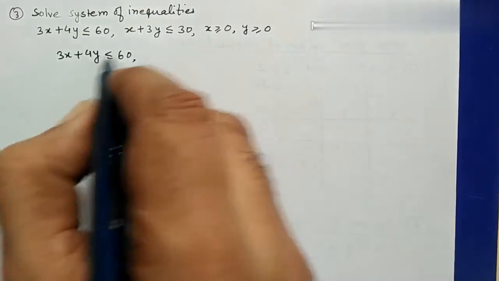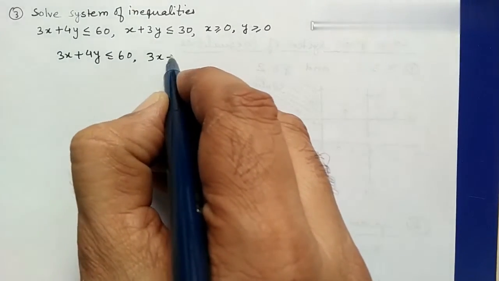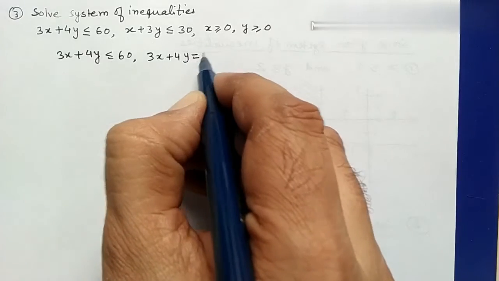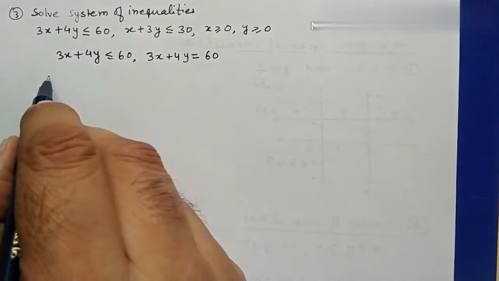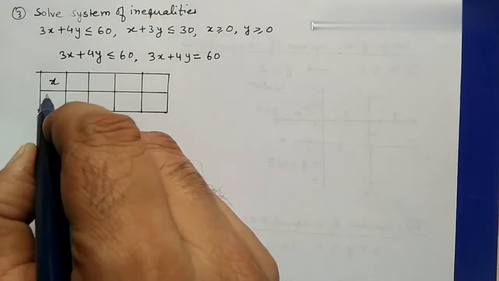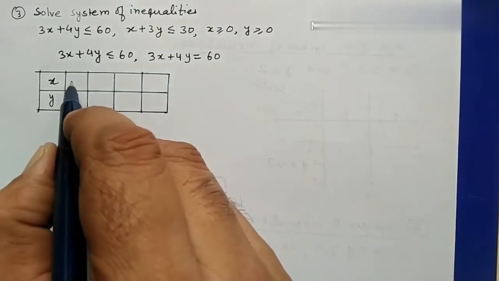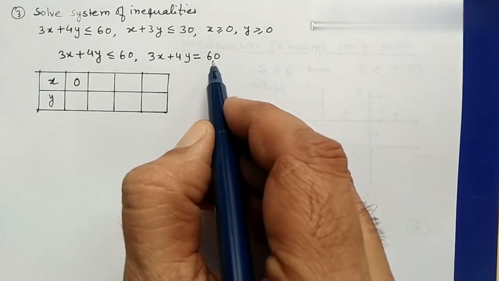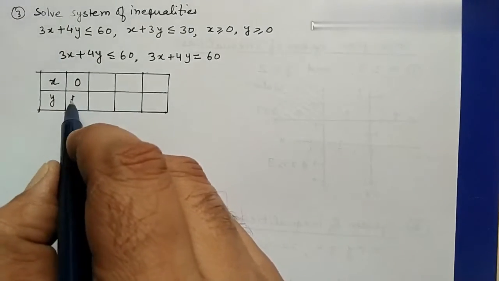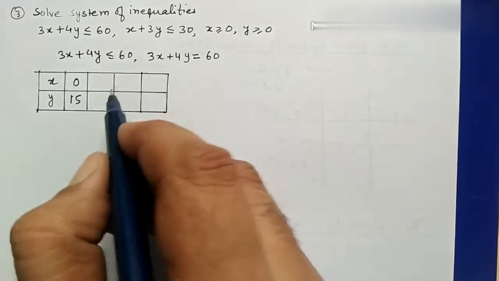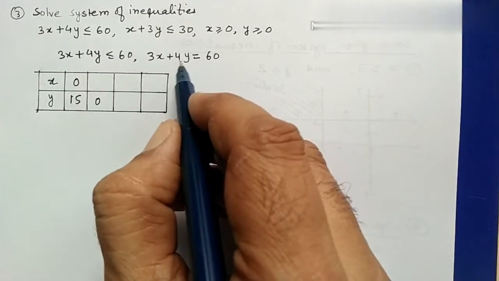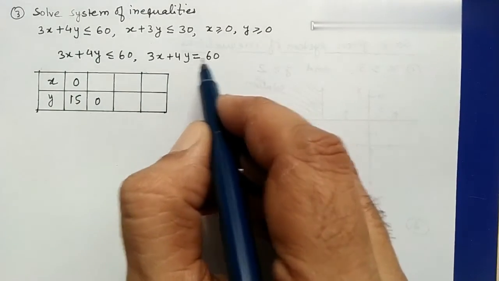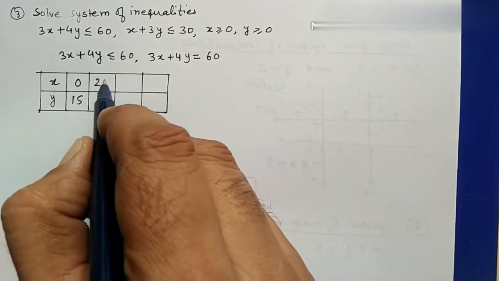This we write as an equation, so we get 3x plus 4y equal to 60. Now we will find the points x and y. In place of x, if we put 0, then 4y equals 60, so y equals 15. Now in place of y we put 0, so 3x equals 60, which means x equals 20.